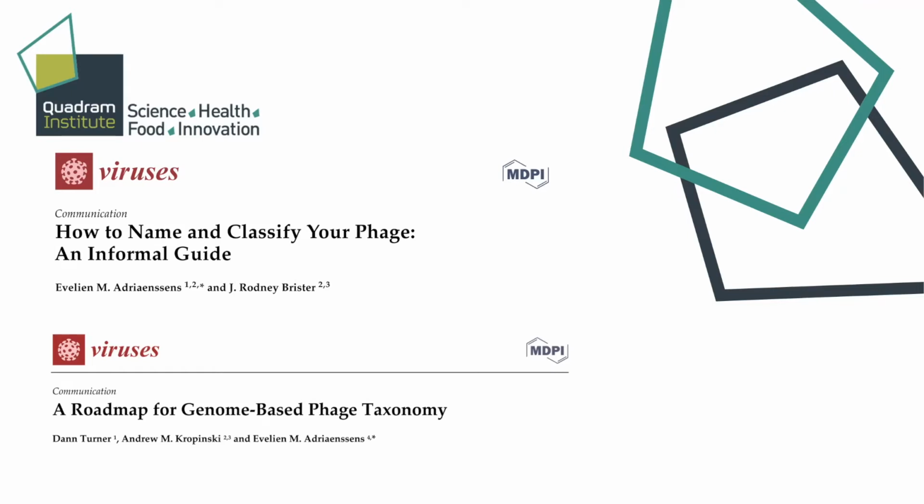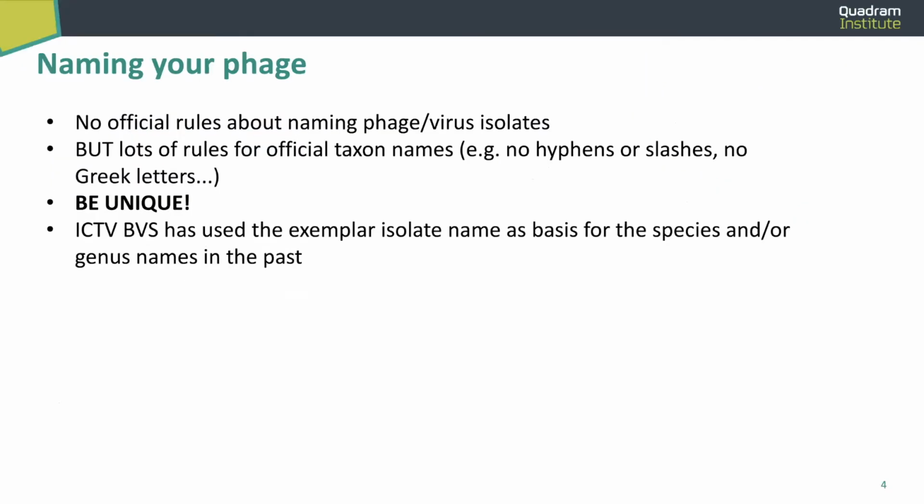These are some resources that recently myself and others have provided, some communications or opinion pieces on naming, classifying, and the route forward for genome-based phage taxonomy. So we'll start with naming. It might seem pedestrian, but this is quite important because there are no official rules about naming phages or virus isolates from the ICTV standpoint, the International Committee on Taxonomy of Viruses, but there are a lot of rules for the official taxon names.